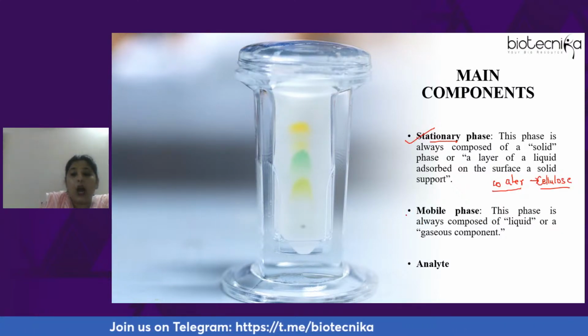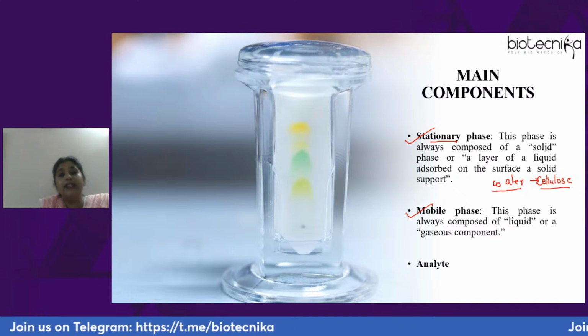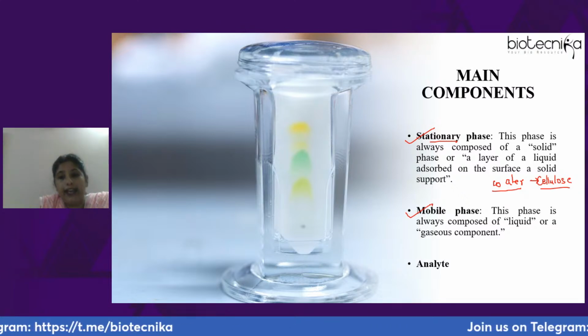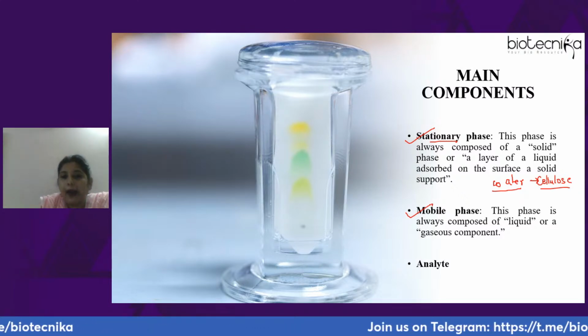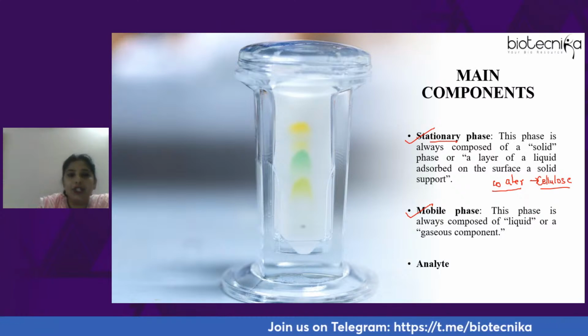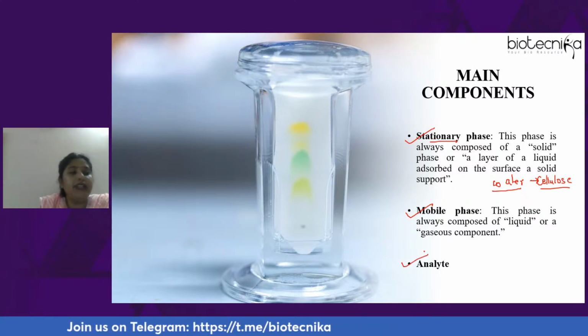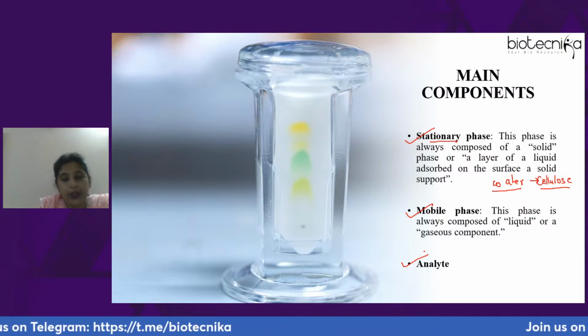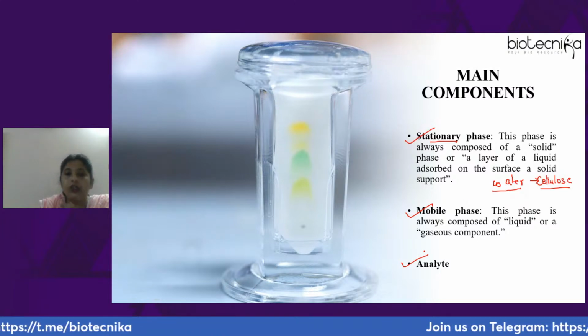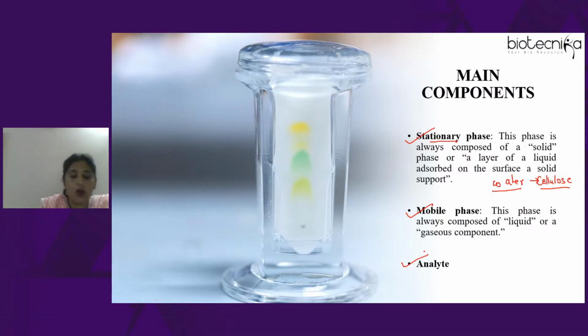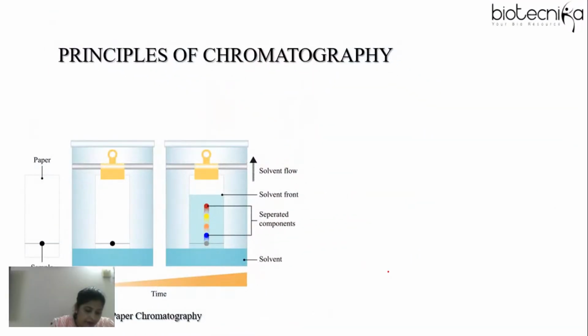However, the mobile phase is something which is mobile, right? So this phase is mobile, and it is composed of a liquid or gaseous component. And the last part is the analyte, which is actually the substance which has to be separated during the chromatography. So these are the three main components that you always have to remember, right?